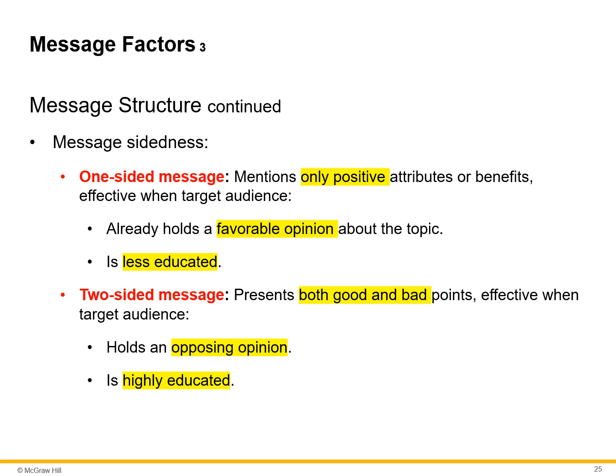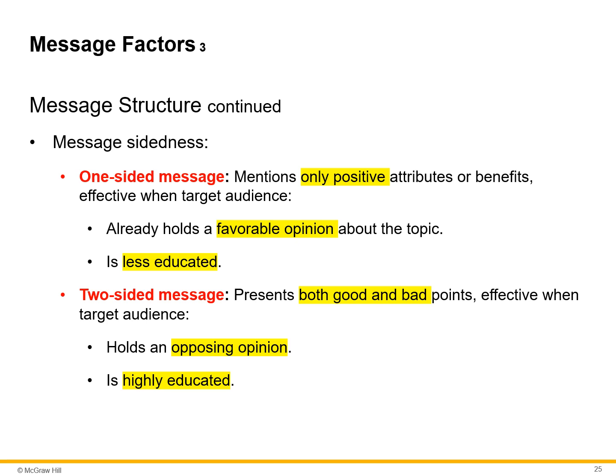It's effective when the target audience already holds a favorable opinion about the topic or is less educated. Less educated, we don't mean the educational level is low, it's less educated about this product. So if they don't know too much about this, or they already have a favorable opinion about the topic, you can use a one-sided message, mentioning only positive attributes or benefits.